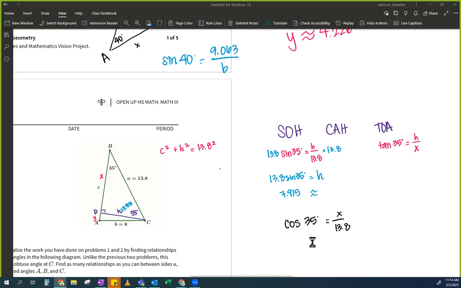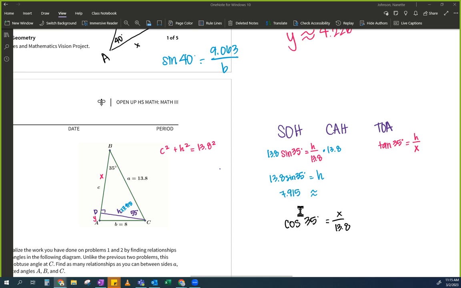A lot of people don't understand that in math, there's many ways to do it. And I just know my preferences. Like, what do you prefer? Do you prefer brushing your teeth before you make your bed? Do you prefer making your bed before you brush your teeth? Do you prefer getting dressed and then cleaning your room? Those are all preferences. Math has preferences. Miss Johnson's preference is to use all the numbers that they gave you, 35 and 13.8, and not the number that she found, 7.915.